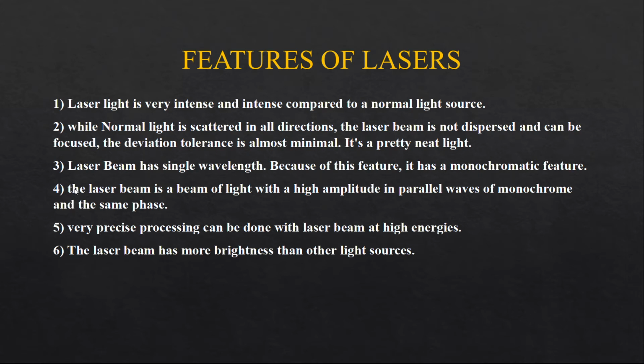Fourth one, the laser beam is a beam of light with high amplitude and parallel waves of monochrome at the same phase. Very precise processing can be done with a laser beam at high energies. Obviously that's something we all know. Sixth one, the laser beam has more brightness than other light sources because it's more dense and intense. It's focusing on something, which makes it brighter.